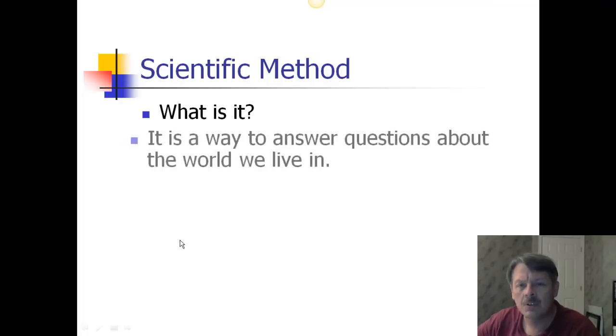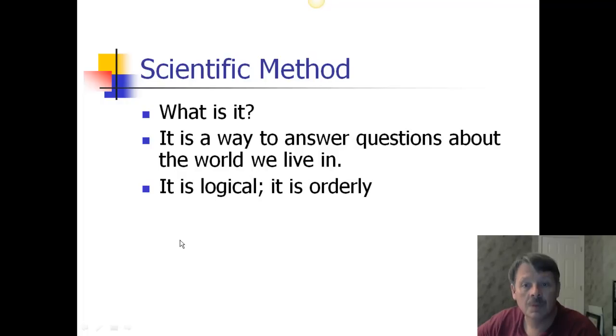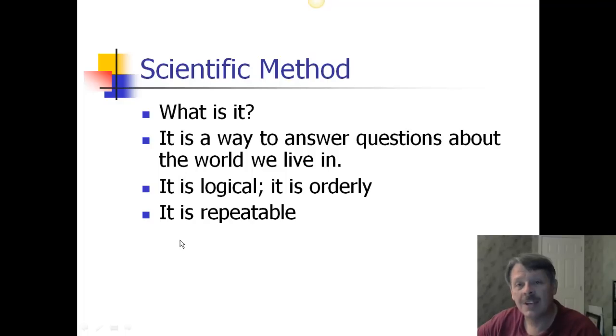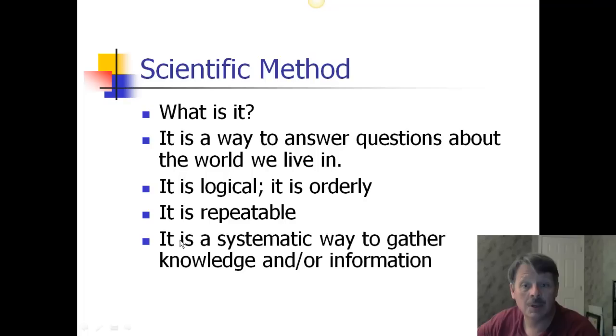Okay, so what is the scientific method? It's a way to answer questions about the world we live in. We often say, why is this true? It's something that is very logical. It's orderly, and it's so logical and orderly that it's repeatable. So when we're testing something, we can test it multiple times to make sure it really does behave the way we think it's going to behave. It's a systematic way to gather knowledge and/or information. All of those things are true about the scientific method.